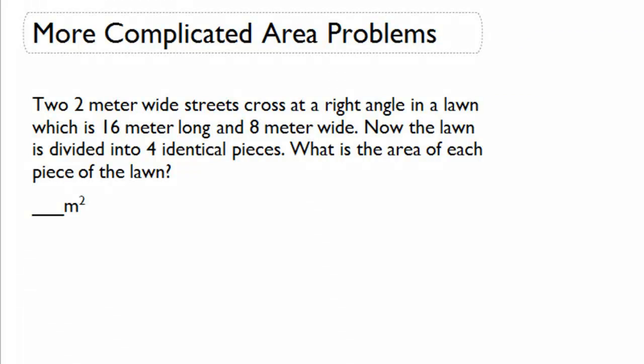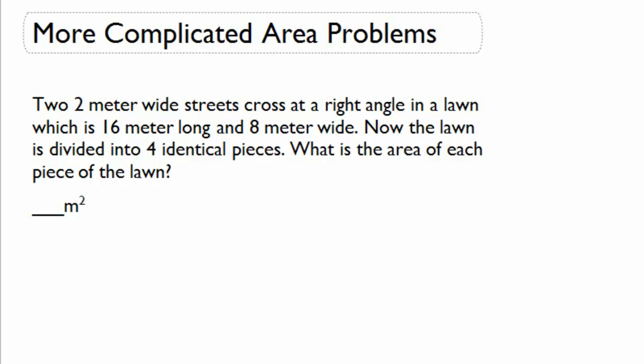Now let's look at how to solve some more complicated area problems. Here the question says, two 2-meter wide streets cross at a right angle in a lawn which is 16 meters long and 8 meters wide. Now the lawn is divided into 4 identical pieces. What is the area of each piece of the lawn?